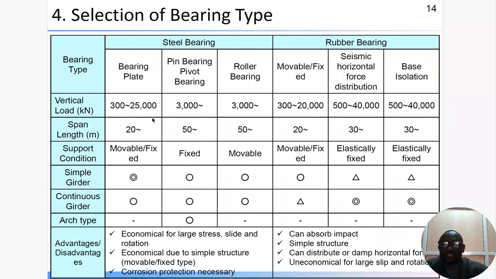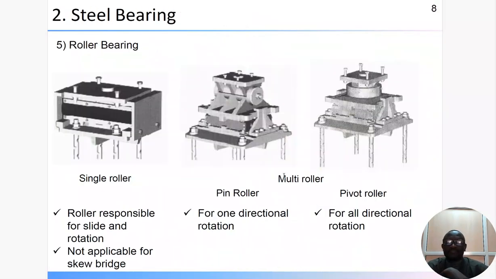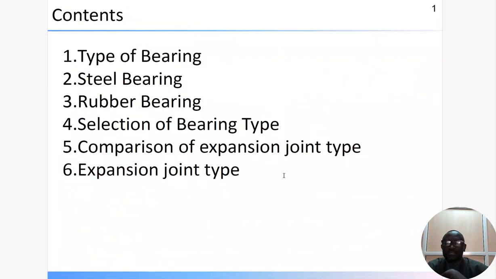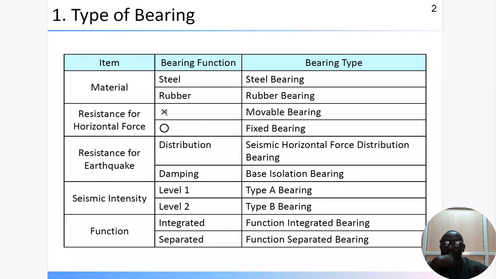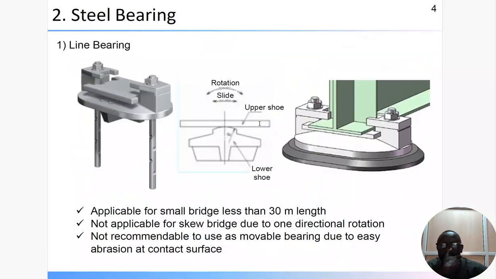Then the span type also given. 20 above, 50, 20, and so on. Then support conditions are all given here, movable, fixed, and so on. Simple girder, then this. So now this is where you need to know what is this double ring. Single ring, I think it is a fixed. Or double is movable stroke fixed. Simple girder, movable. So these are like, we saw it up there. We saw it, I think, here. Say this, if it is movable, it is X type. If it is fixed, it's like a ring.